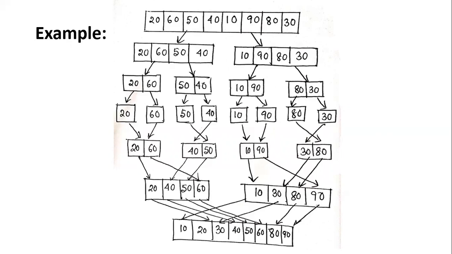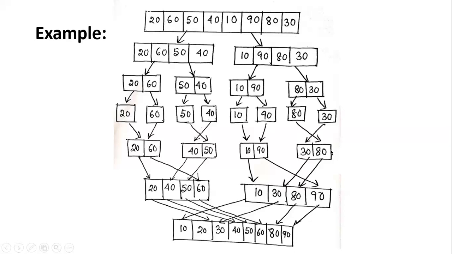Now I shall merge these two arrays into a sorted array. When I merge these two, this becomes a sorted array. 20 and 60 after merging becomes 20, 60, this sorted array. Similarly, 50 and 40 after merging will become 40, 50. This is a sorted array. Similarly, 10 and 90 after merging will be 10, 90. This is a sorted array. Similarly, 80 and 30 after sorting, the sorted array will be 30, 80.